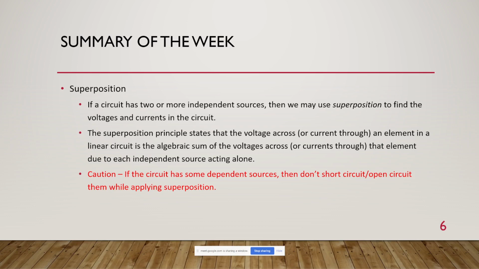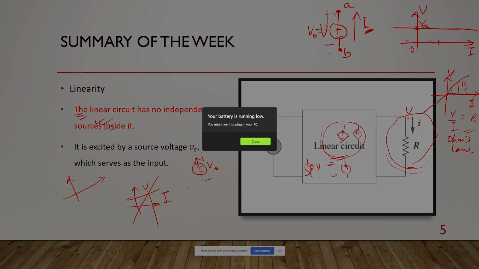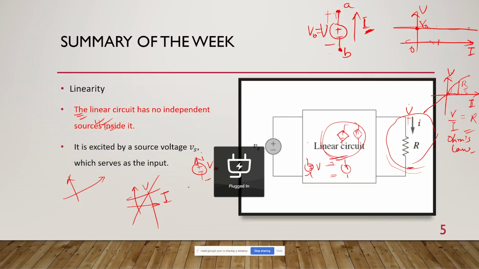Sir, within the linear system, any dependent network? Yeah, dependent can be there. There can be dependent sources here, but there cannot be any independent source here. Okay, sir. Any other doubt? No, sir. Okay, fine.